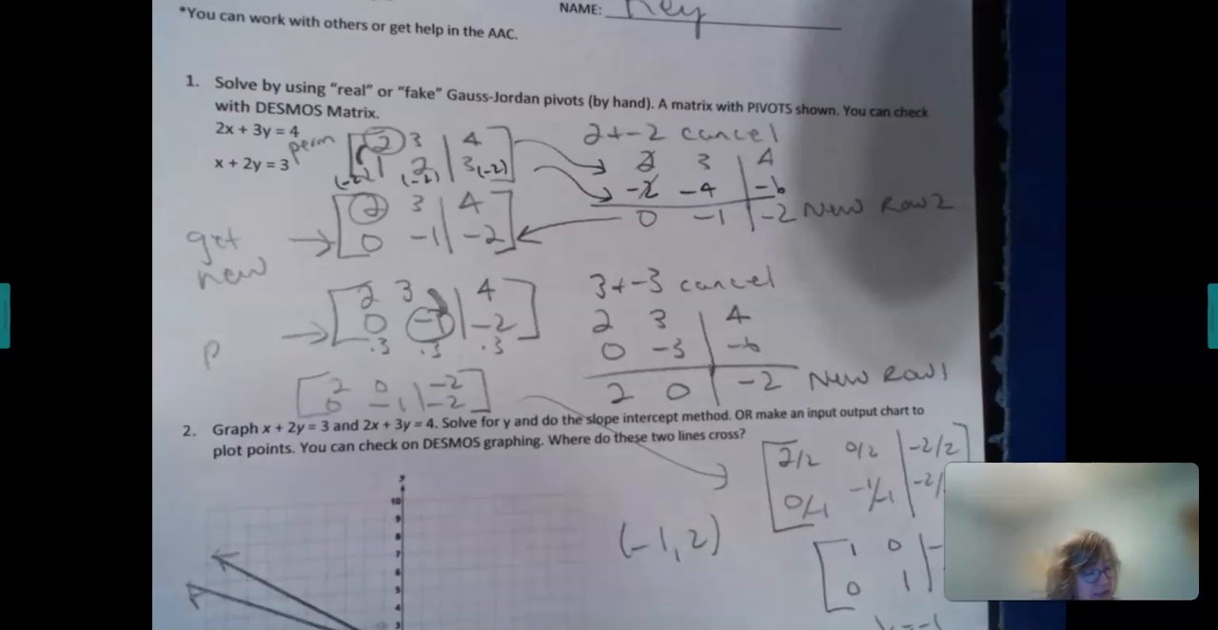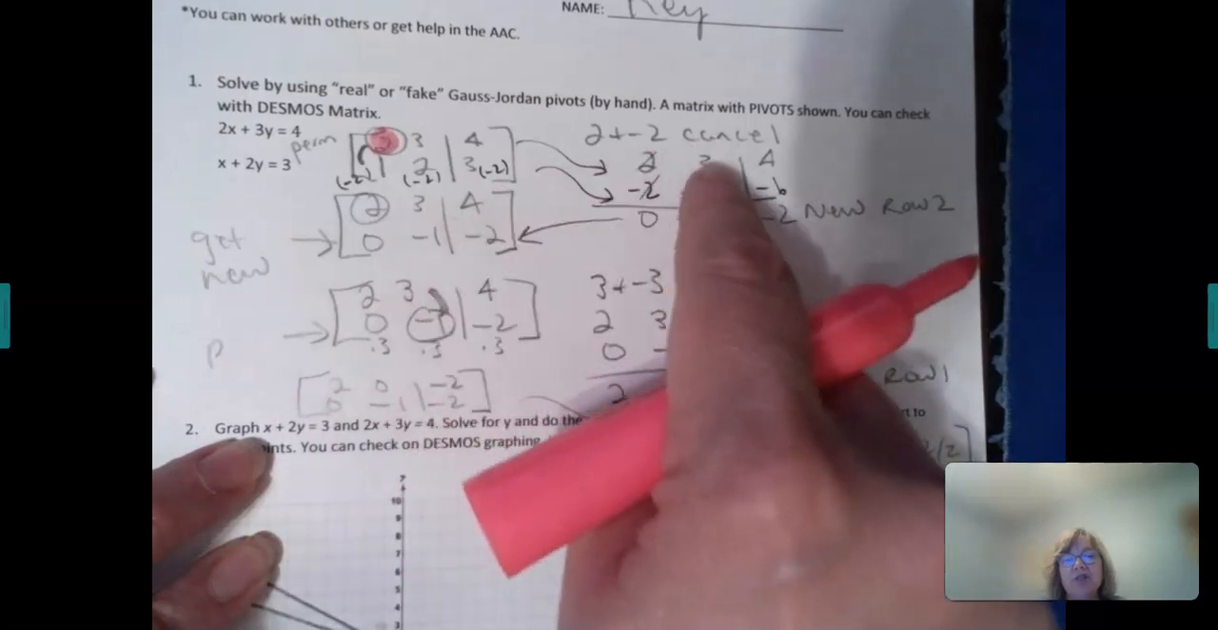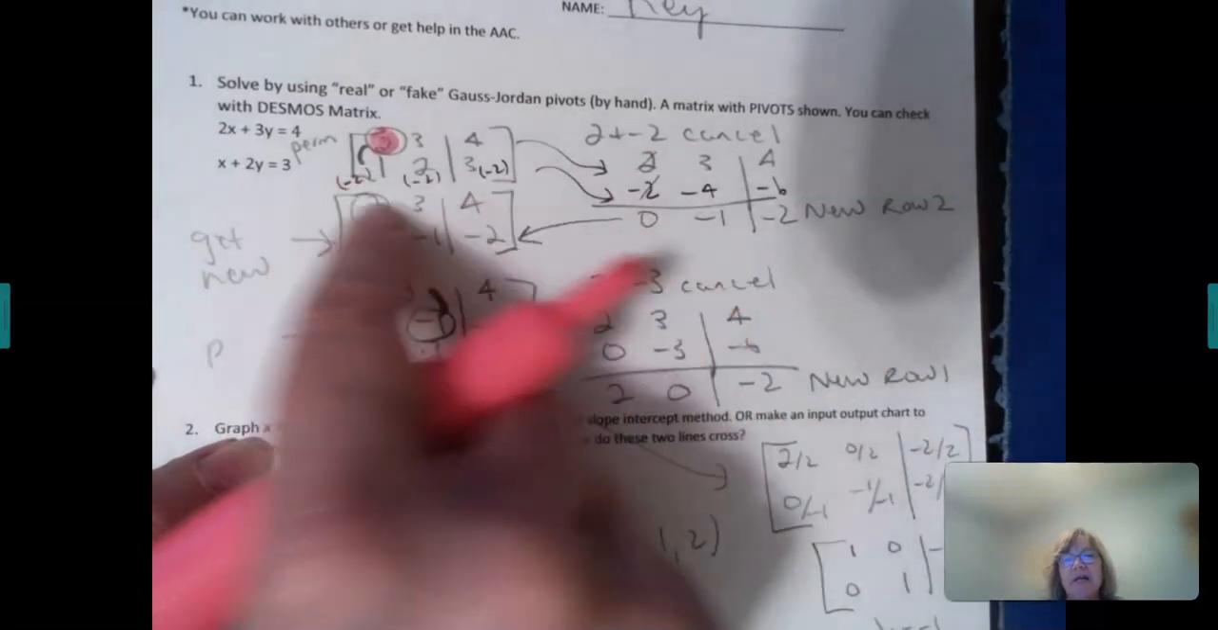All right, so this is the next quiz. So with a fake Gauss-Jordan, what you do is your pivot is right here and it's permanent. So you just go ahead and rewrite the whole row. You can change it on scratch paper, but not here.